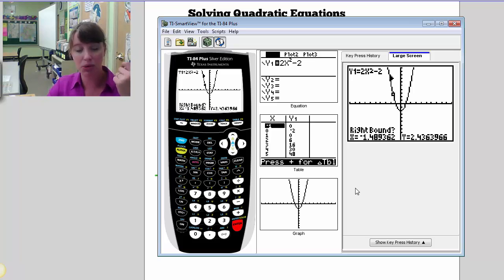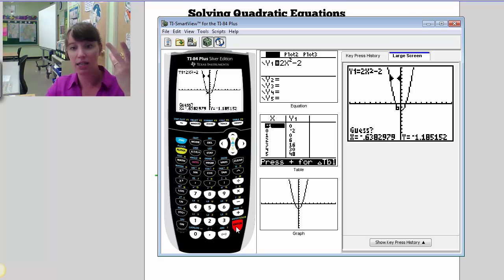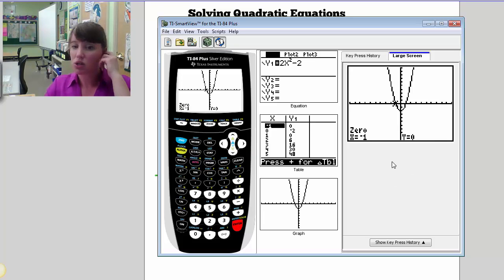Basically, you're telling the computer, like you're giving it a range of x values to run through to try to get the y values at 0. So my right side is below, let's press enter there, and guess means you can sort of put your cursor near it, you don't even need to. Okay, so negative 1 and 0 it comes up with, which is good, that's what we got in our table.